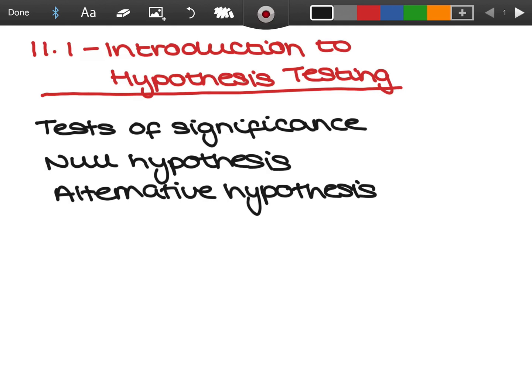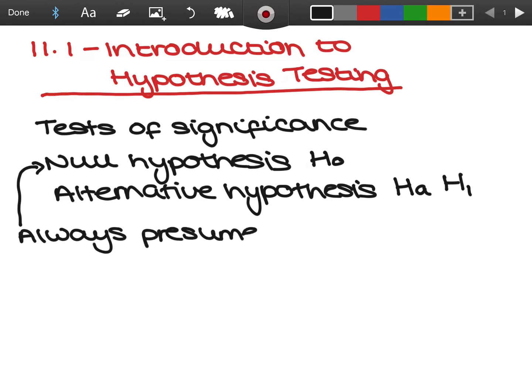Okay. Just as a quick piece of notation, the null hypothesis is always denoted by H with a subscript of 0. The alternative hypothesis, depending on which book you read, can be written in different ways. It's normally written as either H with a subscript of A or H with a subscript of 1, depending on the book that you read. So as I said, we always presume that this null hypothesis is true, unless we have some kind of overwhelming evidence in favor of that alternative hypothesis.